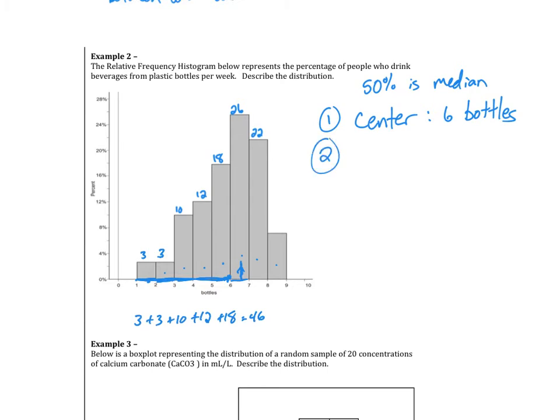So the second one is, what is the range? So what is the lowest number of bottles? Well, people who drink 1. This is including people who drink plastic bottles, so we're not going to count the 0. And it goes up to 8, right? Because this last line ends just before 9. So the range goes from 1 to 8.